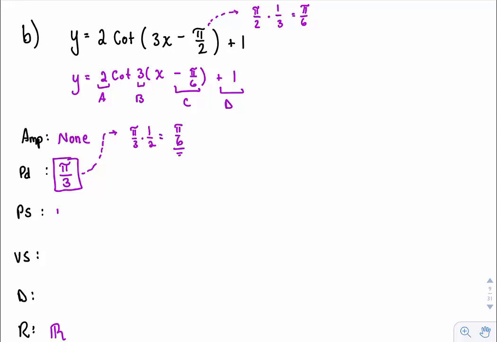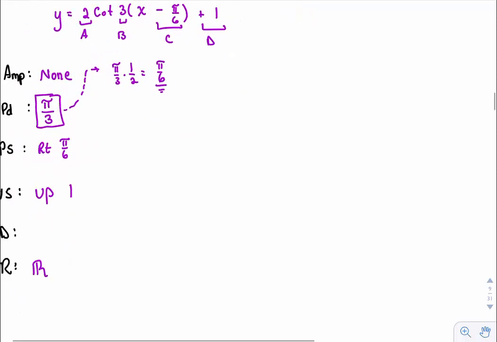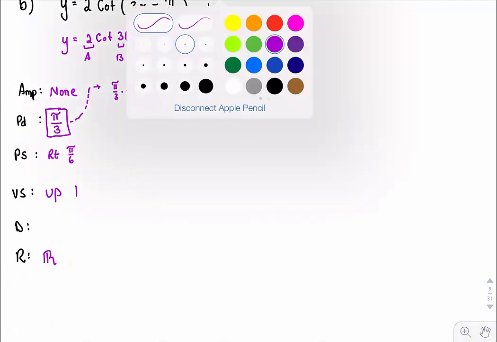Your phase shift, you are going to go right pi over 6. So this one's kind of nice too. Looks like you're going right 1 Patrick interval. The vertical shift is going to be up 1, and we'll do our domain once we have our graph. So we are ready to graph.